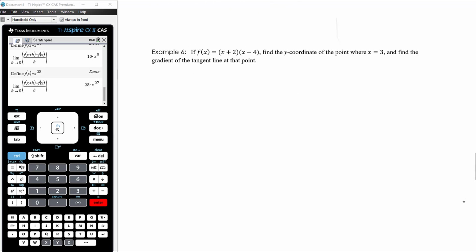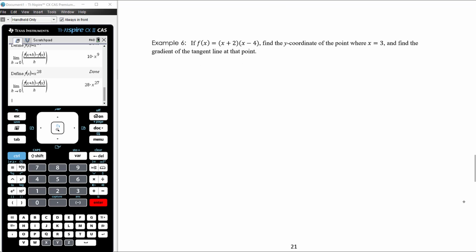Alright, example 6. If f of x is x plus 2 times x minus 4, find the y-coordinate of the point where x equals 3, and find the gradient of the tangent line at that point. Okay, so we want to do a couple of things here. What is y when x is 3? So we're going to substitute that into our formula that connects y and x, okay? F of x being the y coordinate, okay?